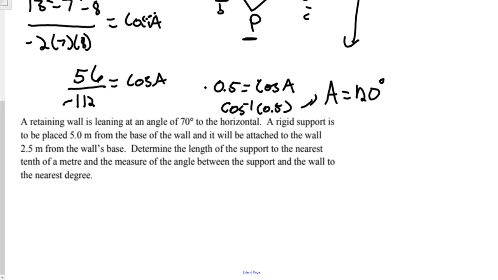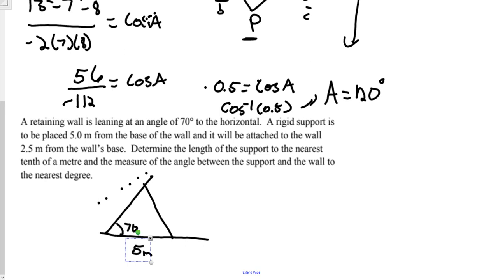So if you have a horizontal, it's going to be shaped like that. It's just straight ground. Normally you want your walls at a nice 90-degree angle to the ground, but this one's starting to lean, like so. That's at 70 degrees. Now they're going to take a support to keep this wall up, and it's going to be placed 5 meters from the base. So they're going to take a support, push it up against the wall like so, hold it there. And that's going to be at 5 meters from the base.